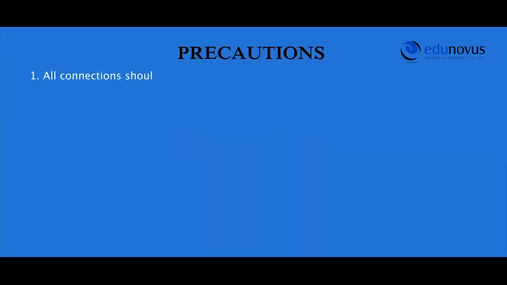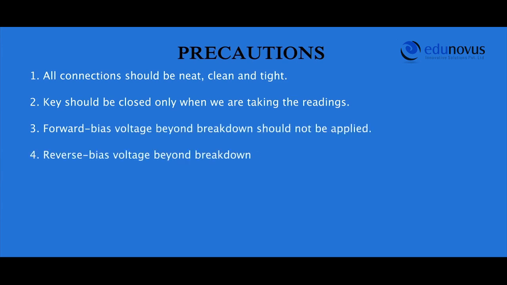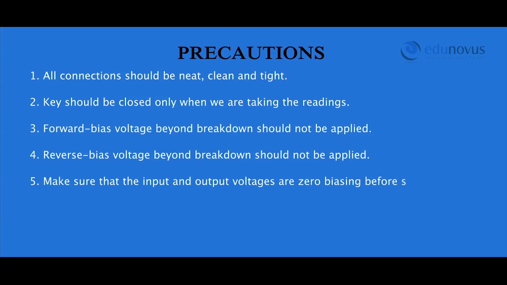All the connections should be neat, clean and tight. Key should be closed only when we are taking the readings. Forward bias voltage beyond the breakdown should not be applied. Reverse bias voltage beyond the breakdown should not be applied. Make sure that the input and output voltages are zero biasing before switching on the circuit. You should note down the readings without any parallax.